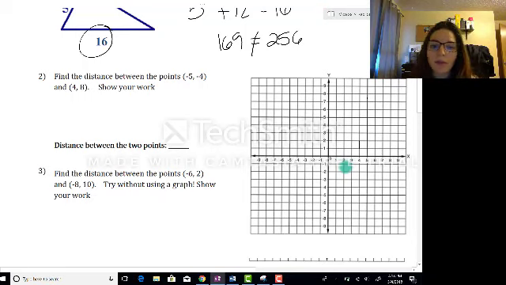So (-5, -4). I'm going to start at the origin, go over -5 and then down 4. This is going to be my first coordinate point. My second one is (4, 8). So I'm going to start at the origin, move over 4, up 8. Okay, there we go. This is my line.